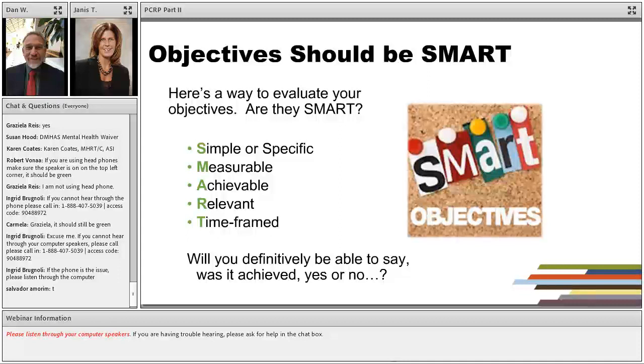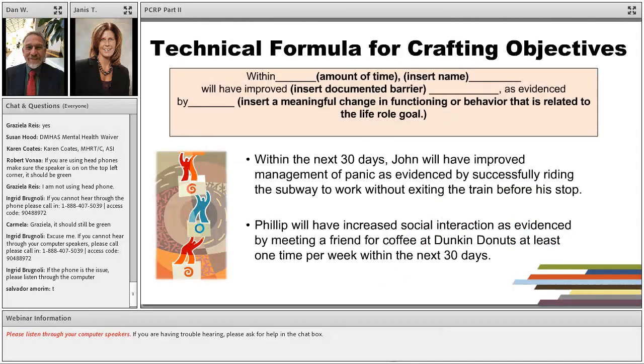So the SMART memory mnemonic may be helpful for some of you, but really at the end of the day, I often tell folks, just read the objective out loud and ask yourself at the end of the time frame, are you going to really definitively be able to say, was the objective achieved or was it not, without arguing amongst each other on the team? And if there's debate around it, typically it was missing the mark on the measurability criteria.